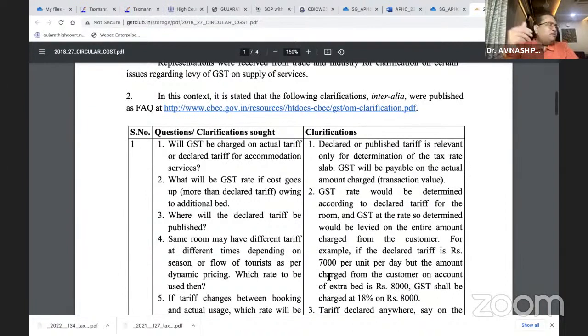So if I am declaring a tariff of, let's say, 8,000 rupees for a particular accommodation service, then the rate applicable will be the one for higher than 7,500, which is 28%. So that will be the rate which will be applicable. But the tax has to be paid on the basis of the actual amount which is being collected for the services being given.